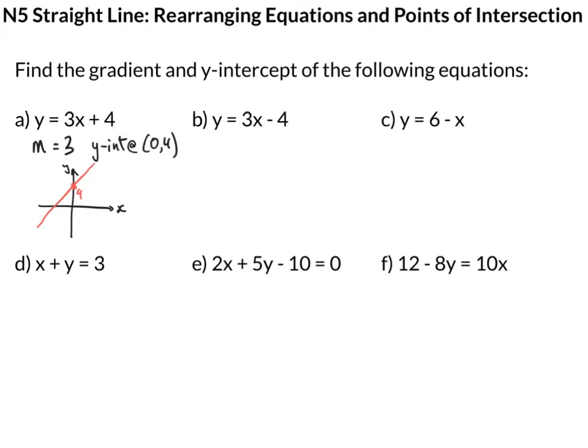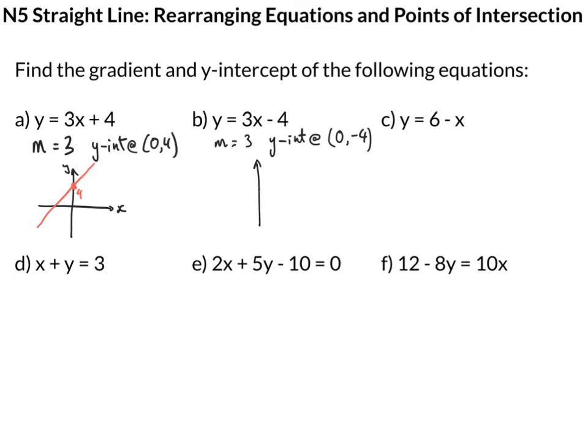B, the gradient this time is 3 again, because my coefficient of x, the number in front of my x term, has not changed. So my line is going to be just as steep as the one in the first one. My y-intercept is going to be at negative 4 this time. So it is the coordinate 0, negative 4.